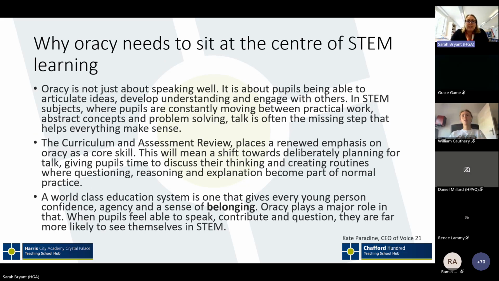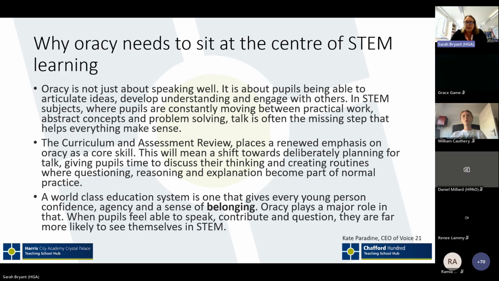So why does oracy need to sit at the centre of STEM learning? As the CEO of Voice 21 says, oracy is not just about speaking well. It's about pupils being able to articulate ideas, develop understanding, and engage with others. In STEM, with abstract concepts and problem solving, talk is often the missing step that helps everything make sense.